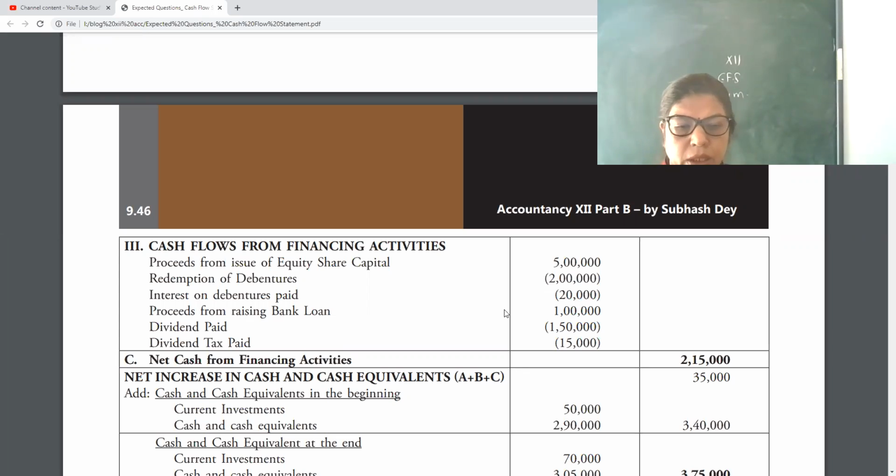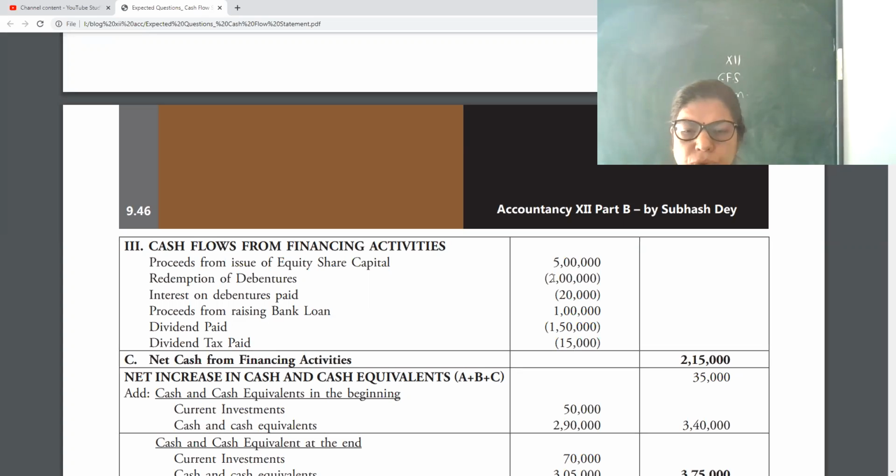Then bank loan. How can we say bank loan taken, or proceeds from raising bank loan? Yes, because the previous year the bank loan amount is 0, and in the current year at the end the bank loan amount is 1 lakh. It means bank loan taken. Then dividend paid 1,50,000 is given in the question, as well as dividend tax paid 15,000. Yes, TDS we can say, or dividend tax paid.